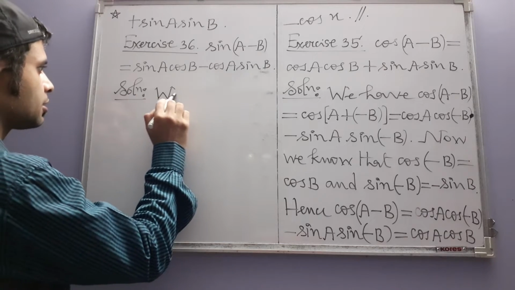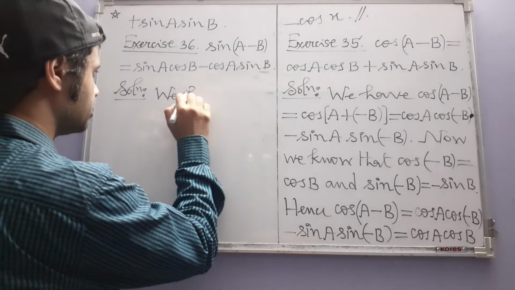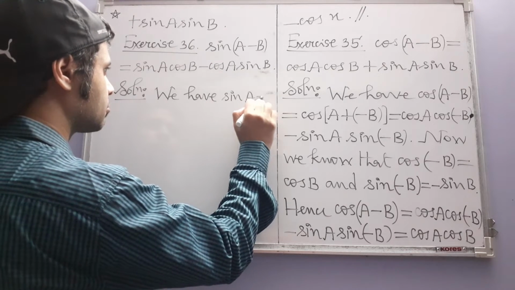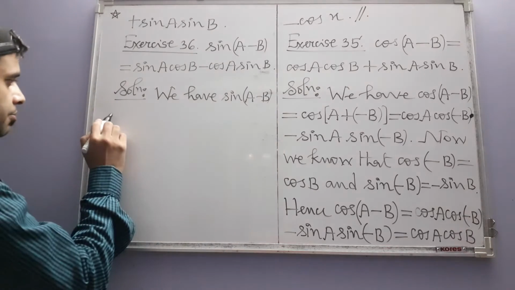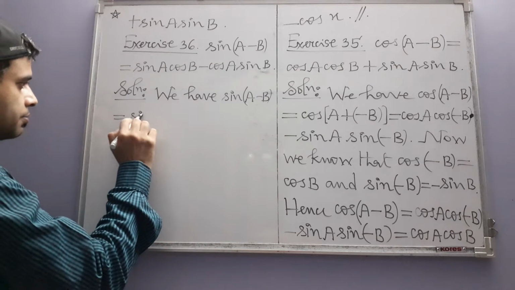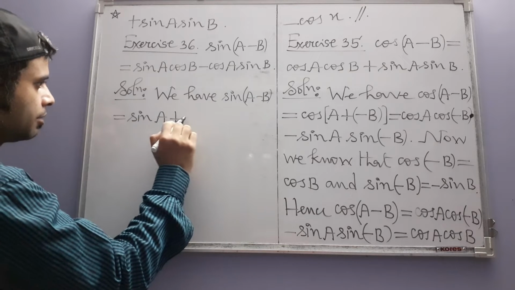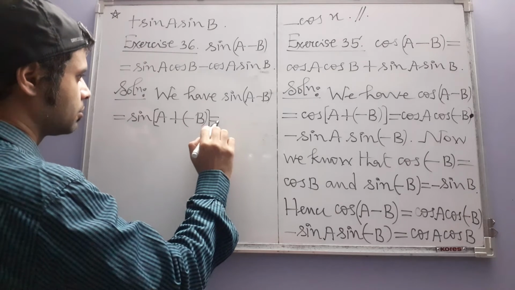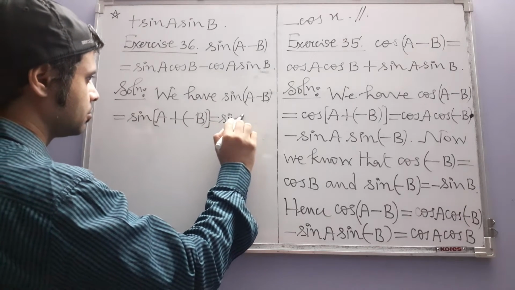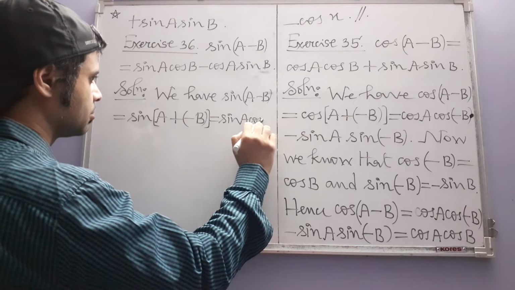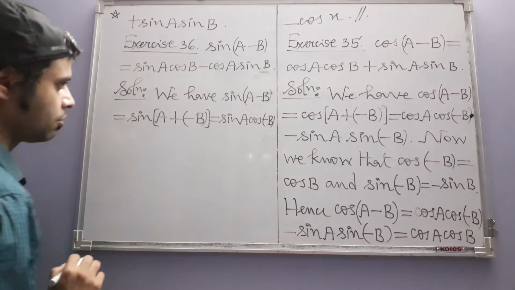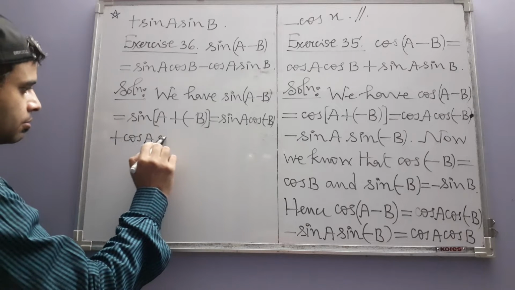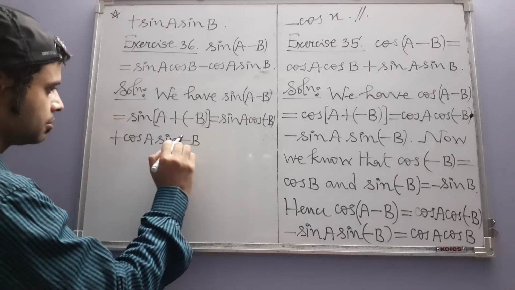Here, this time around, we are not going to explain that much. We just simply write we have sine(A minus B) equal to sine(A plus minus B), that of course equals this: sine A cos minus B plus cos A sine minus B.